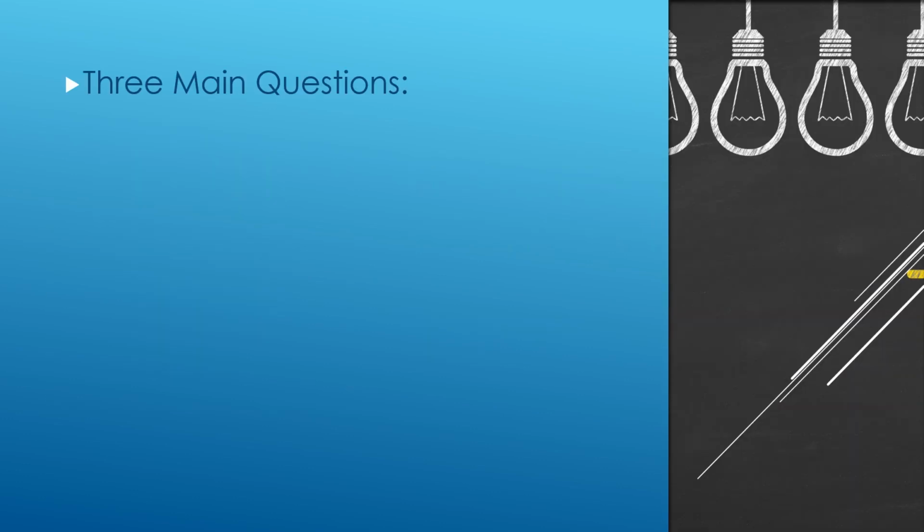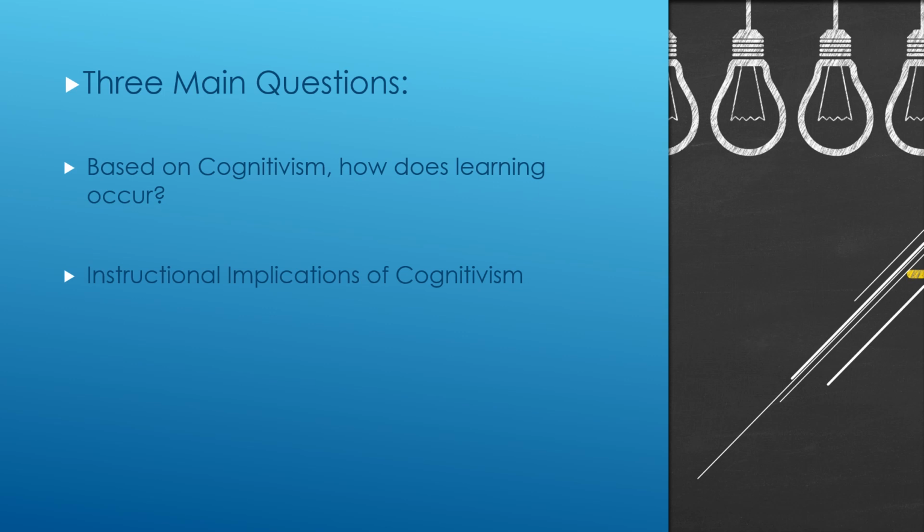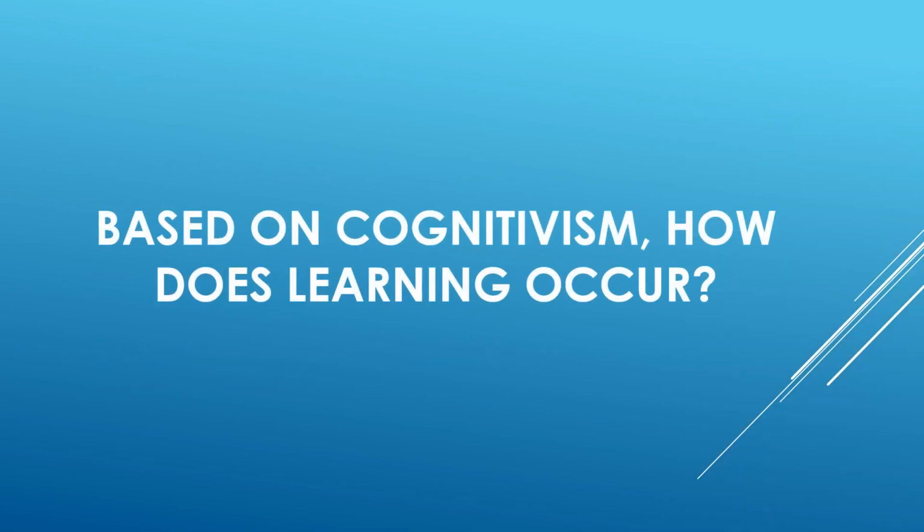Through our studies this week, we've built a depth of knowledge. I'll distill my knowledge while working to address three questions. How does learning occur? What are the instructional implications of cognitivism? And cognitivism and new media. How do we support our learners? So let's begin. Based on cognitivism, how does learning occur?